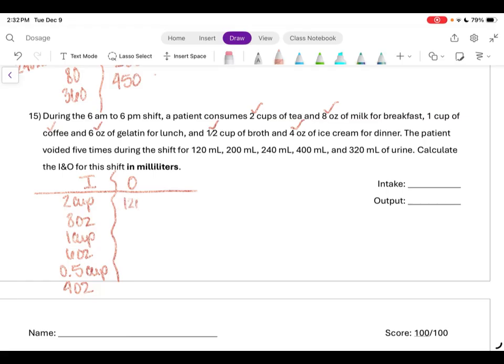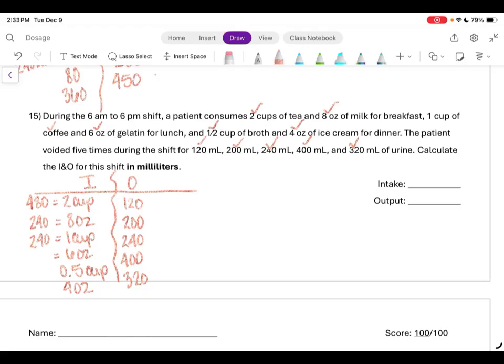My output, 120, 200, 240, 400, and 320. Okay. All right, so from my conversion sheet, I know that 8 ounces is 240 mils. That cup is also 240, right? So if 240 is 1 cup, then 2 cups must be 480, right? You just multiply 240 by 2.